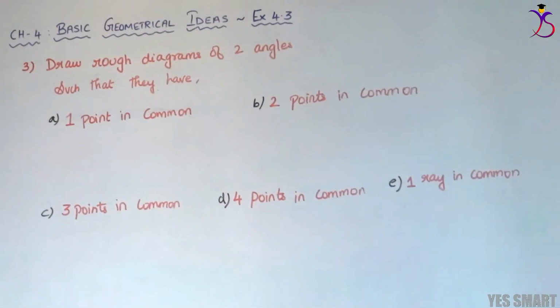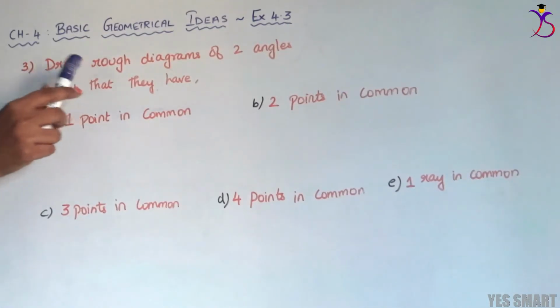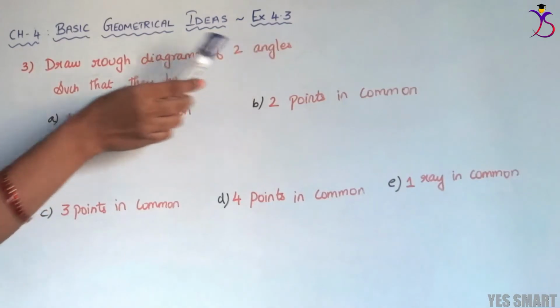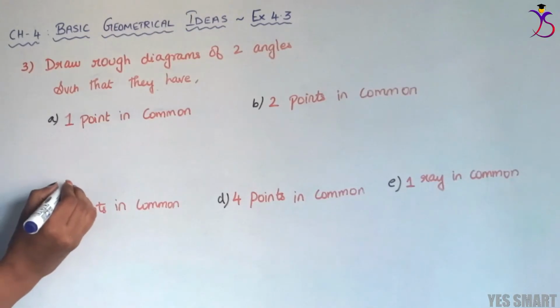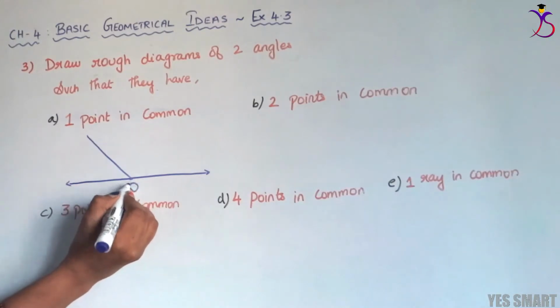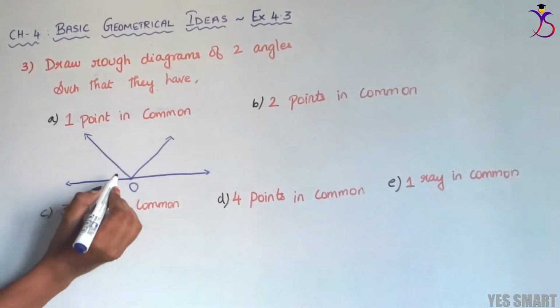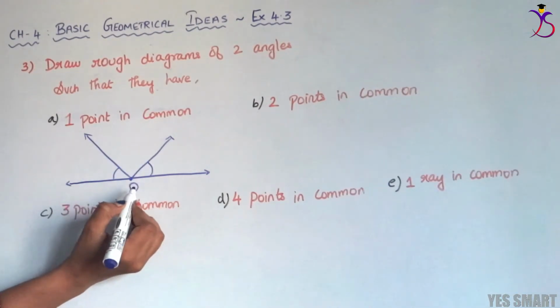Now moving on to the last sum of this exercise, the third one. Draw rough diagrams of 2 angles such that they have: So they are asking us to draw a rough diagram which will have 2 angles and also a few other conditions given. The first one is that it should have one point in common. So let's draw a baseline and a ray standing on it. We will name the point as O. One more ray we can draw from the point O. Now we have angle 1, angle 2. For these 2 angles we have a common point O.